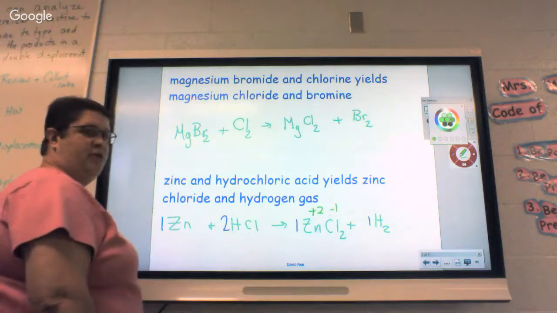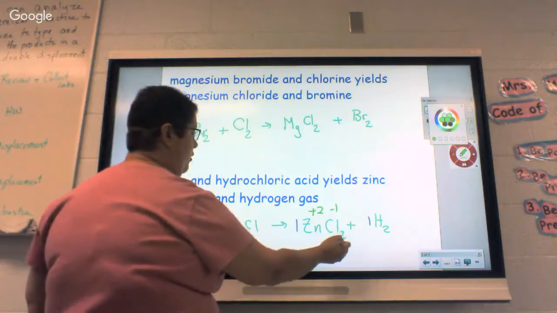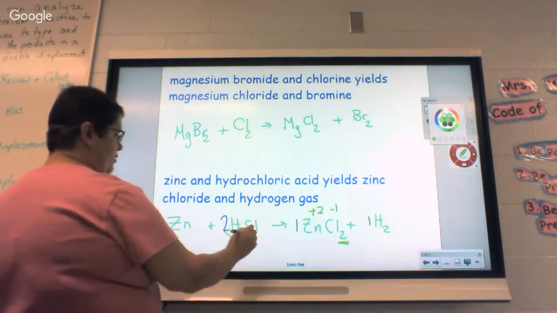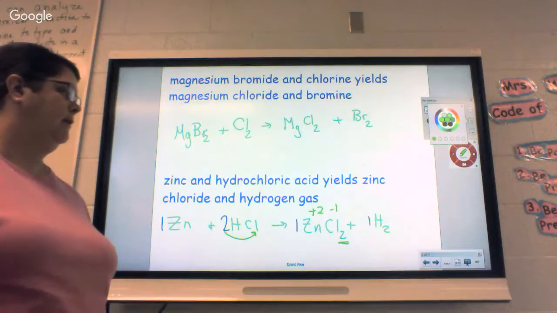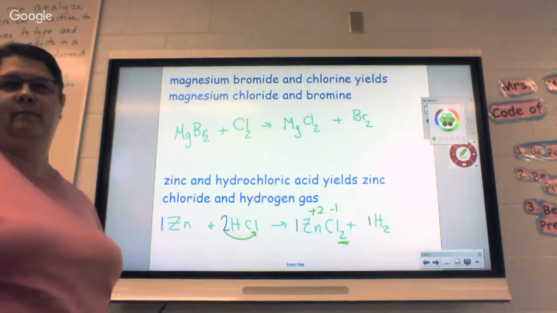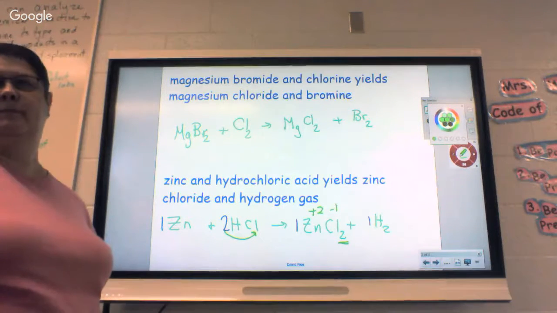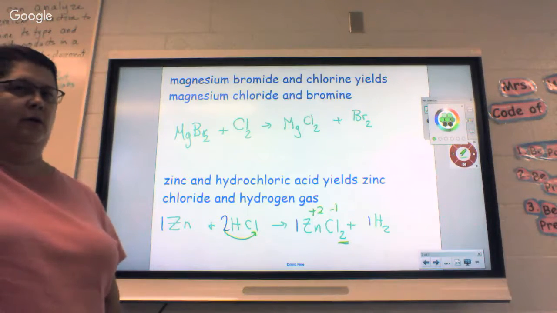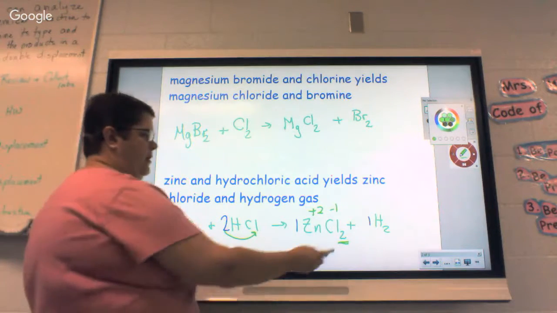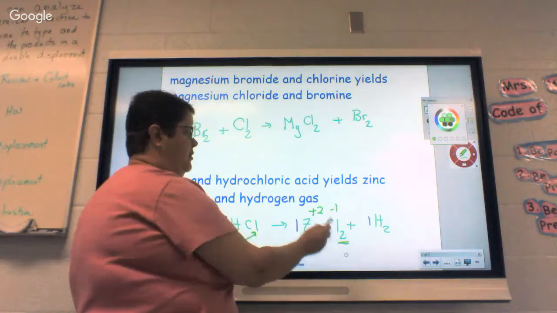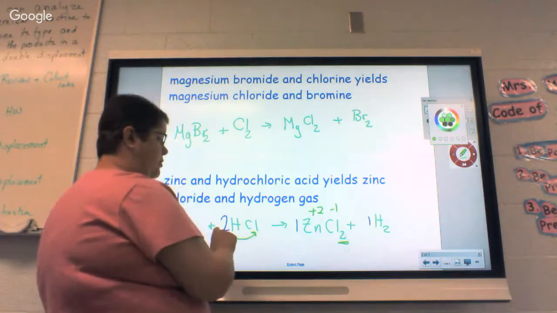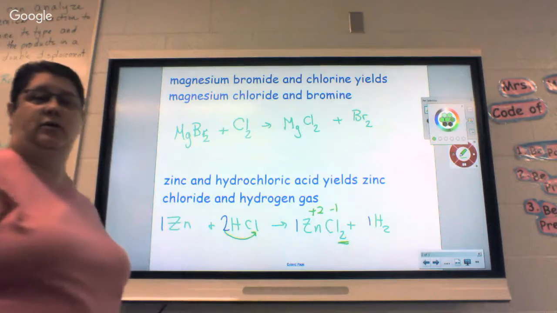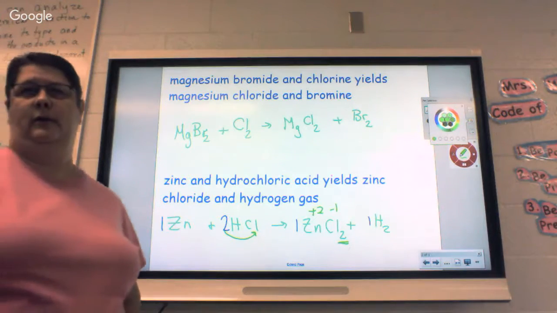That was why there's a 2 there. So there's 2 chlorines. So I put a 2 here to make 2 chlorines. You mean why this 2's there? That 2 came from the oxidation number, right? So I put a 2 here to balance the chlorines on this side, because there's 2 on the other side.